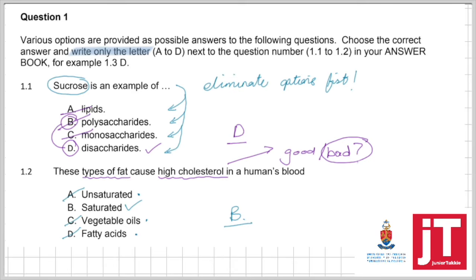So I'm hoping that this video has helped you to better understand how to analyze multiple choice questions and then answer them. These simple steps are definitely going to increase the chances of you getting these answers correct in your formal assessment.